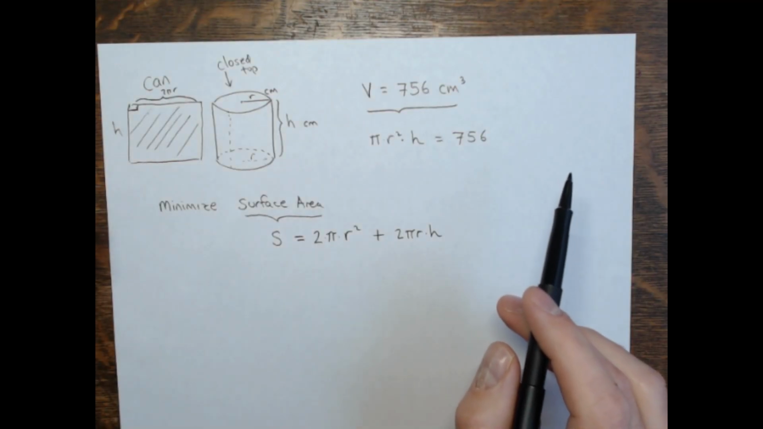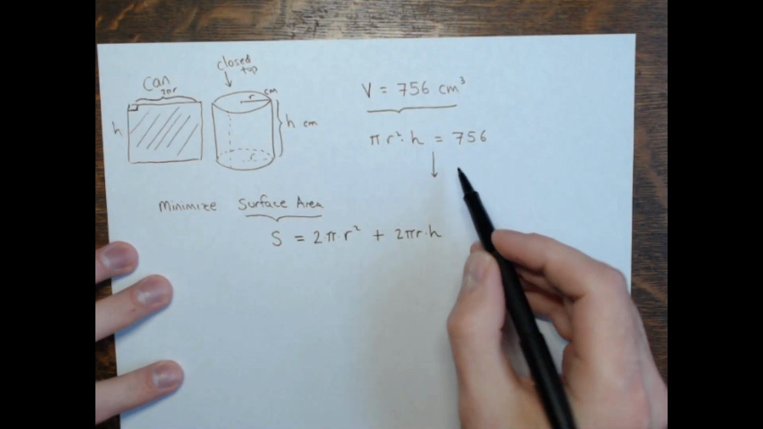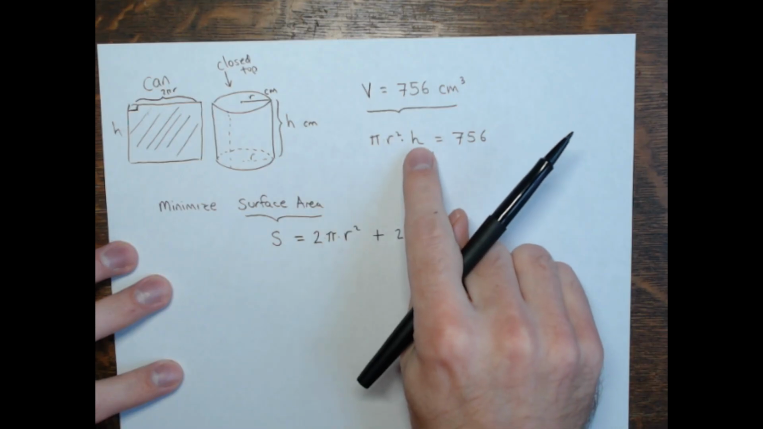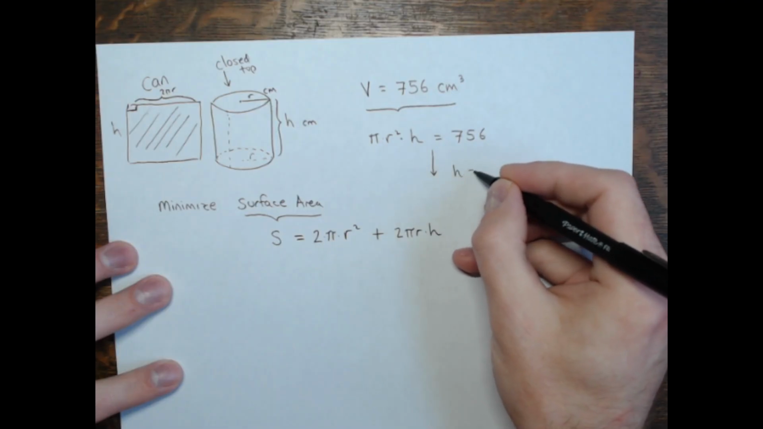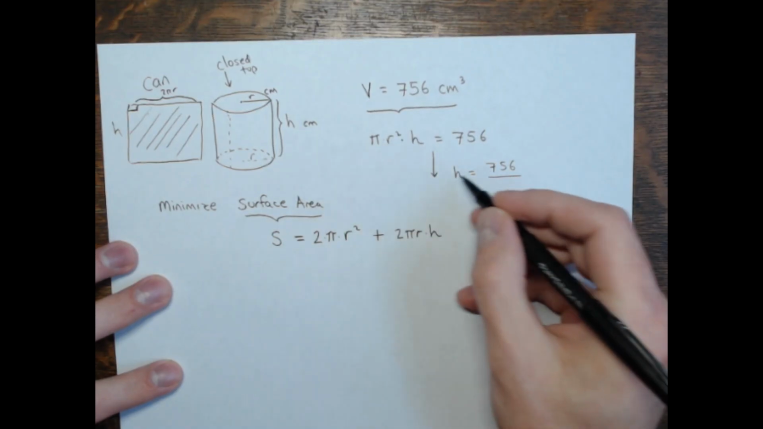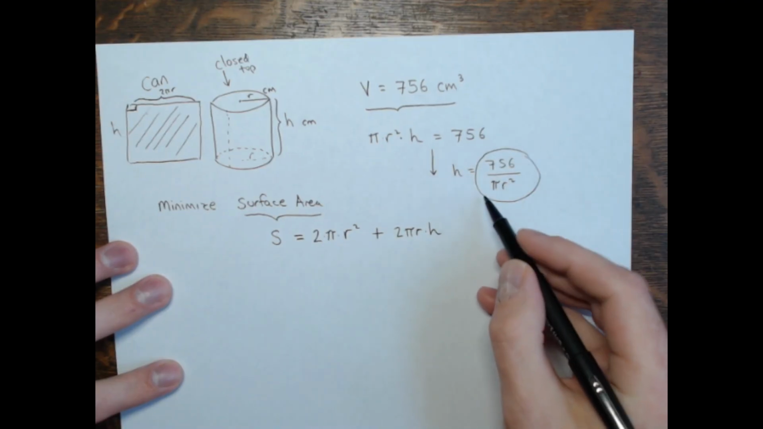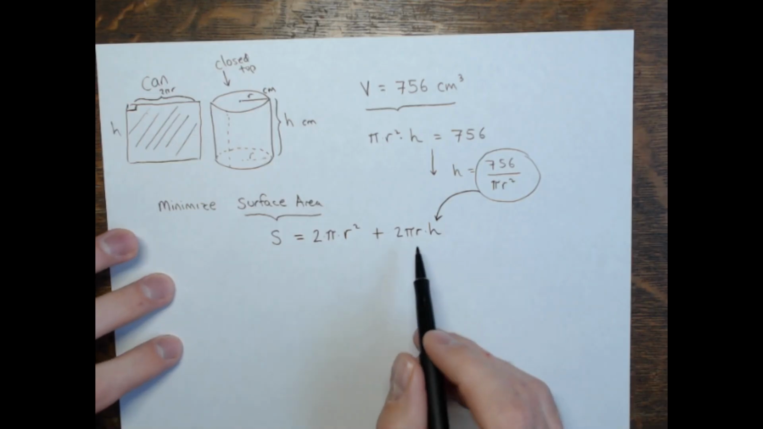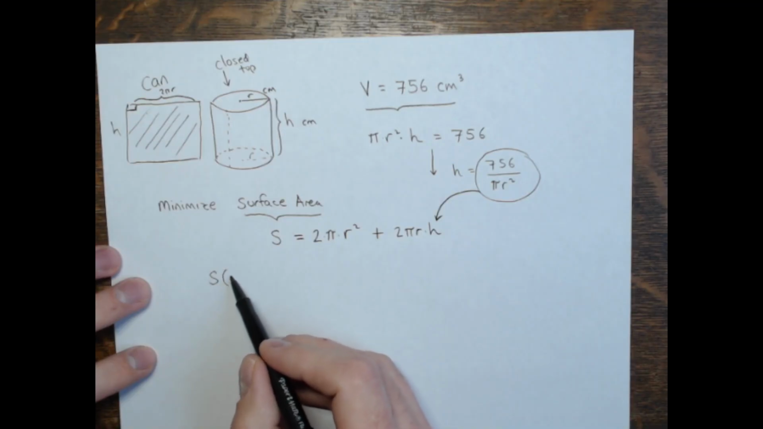So instead of that, again, we want it to be a function of 1 variable. That's where the condition comes in, the information we have. Now this is another one where it would be easier to solve for h. So h would be 756 divided by pi r squared. And then I take this expression with r, substitute it for h, and now we'll have an expression that depends solely on r. So I'm going to call this S of r.